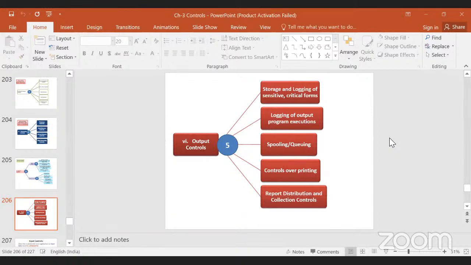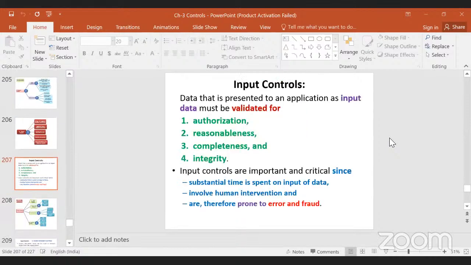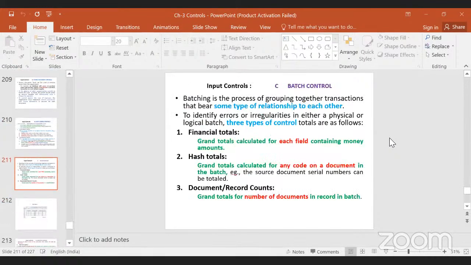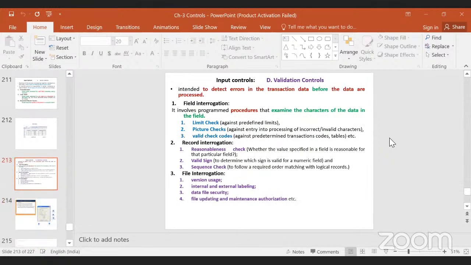Report distribution and collection control. To whom the printed output or the soft copy has been forwarded and sent, and similarly, collected. We should have control over this, otherwise there is a possibility of leakage. So I had given examples for all these things.